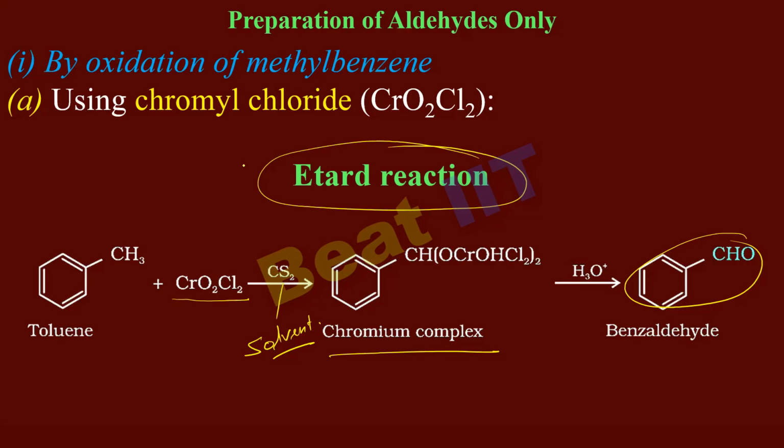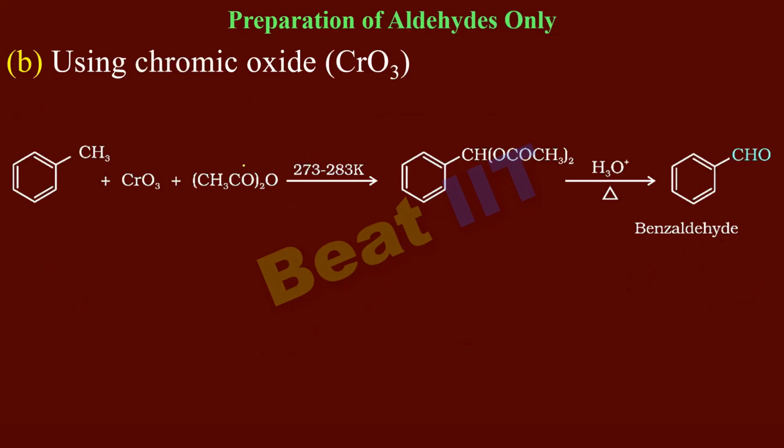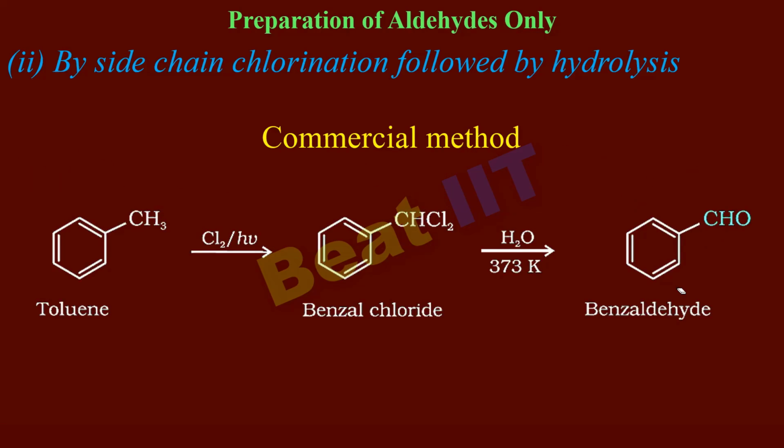The oxidation of methylbenzene can also be done by another method, which is using chromic oxide, CrO3. So here again, the reactant and product are same, no difference. But the reagents are different. Now we are using chromic oxide with acid anhydride. At very low temperature, again we get chromium complex, which on acidic hydrolysis and heating gives you benzaldehyde.